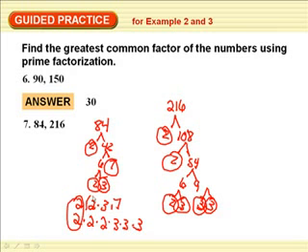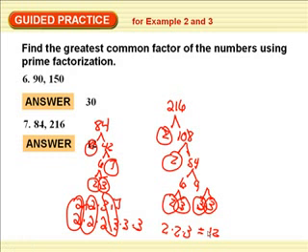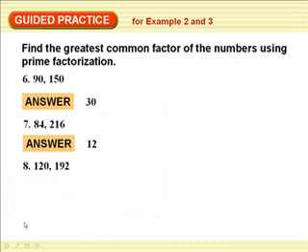They'll have a 2, another 2, and another 3. So they have a 2 times 2 times 3. 2 times 2 is 4, times 3 is 12. So my greatest common factor is 12. It's just a matter of doing all those trees. Boy, the numbers just keep getting bigger, don't they?